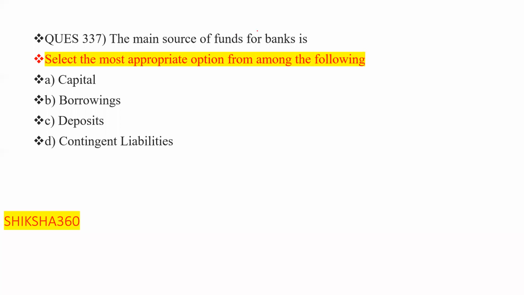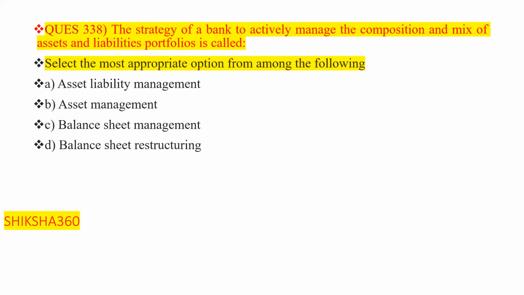The main source of funds of the bank, I think these two questions are to be repeated here. Capital, borrowings, deposits and contingent liabilities, that is option C, deposits. Now move to the next question, question number 338.